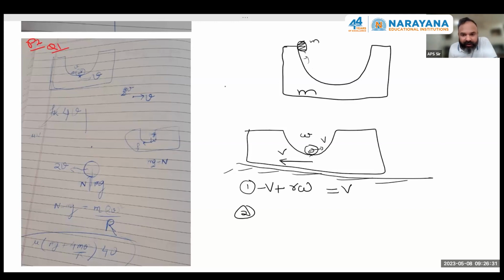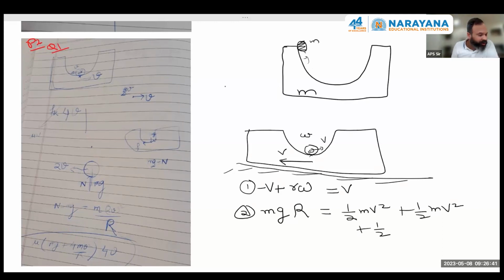So I directly said that the center of mass has come down by radius capital R. So mgR is the increase. The increase is half mv square in this body, half mv square in that body, and half I_CM omega square. And the body is a solid sphere, so 2 by 5 m small r square omega square. Just take care of small r and capital R.